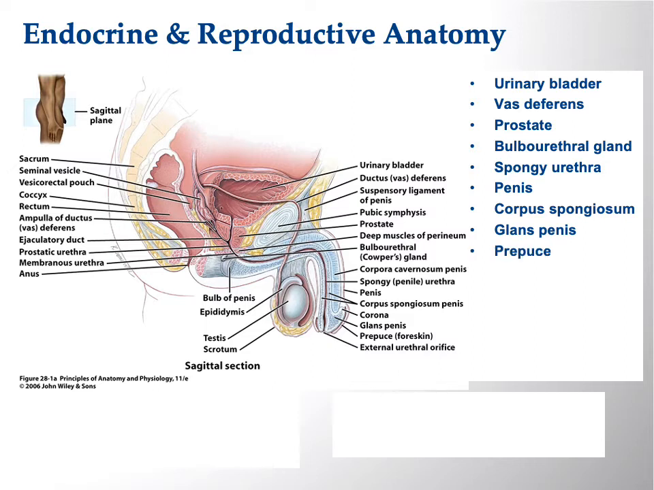The prepuce is the foreskin, unofficially called foreskin. We need to know the technical term. It is the prepuce, and both males and females have it, as we'll see coming up. The external urethral orifice is how both urine and semen leave the body. The testis, again, is the organ that produces sperm. The scrotum is the little sac that holds the testis.